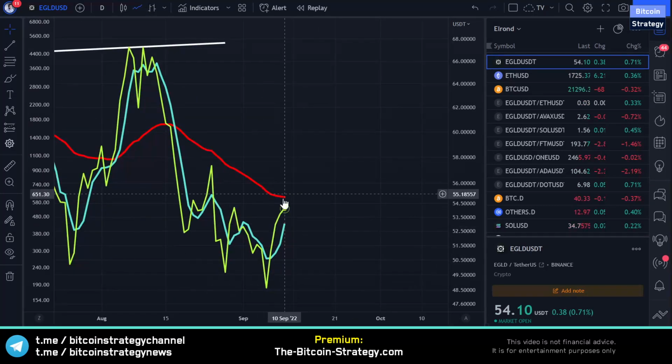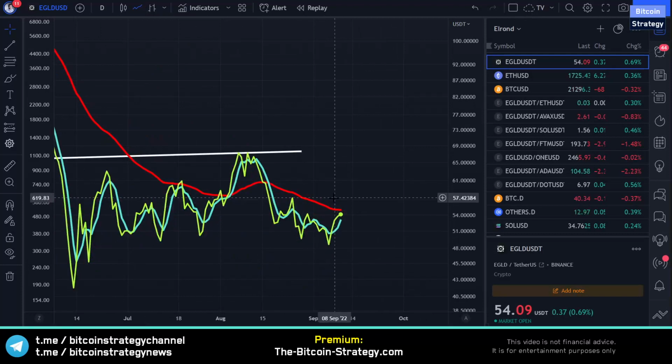We are not yet above the EMA, which is currently for EGLD at $55, a bit less than that. So once we cross that, historically, this would be a bullish sign.